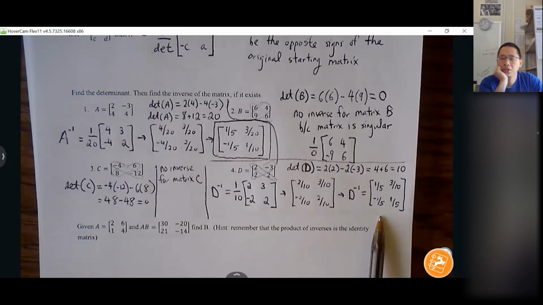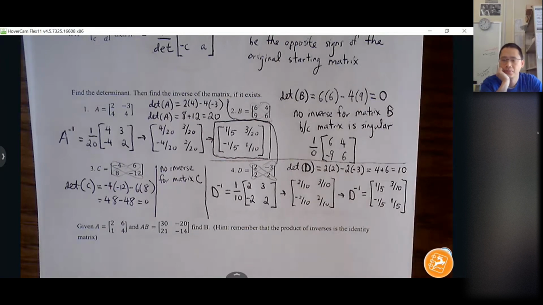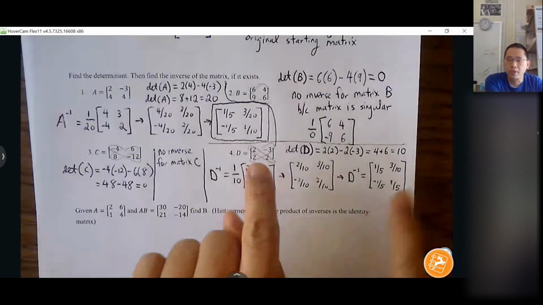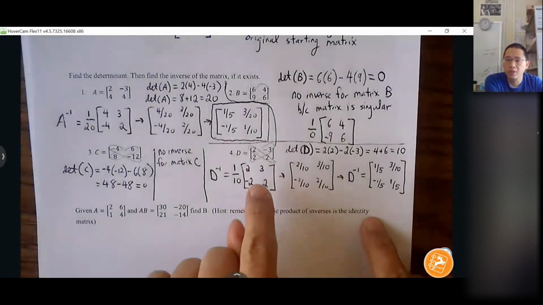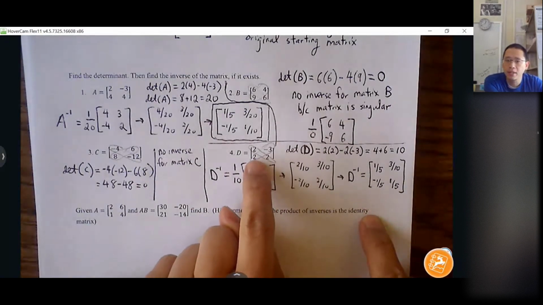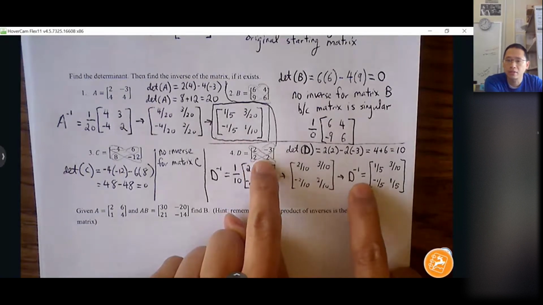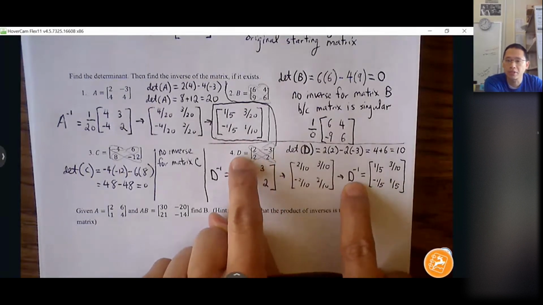Any questions with this inverse matrix here? Now, what if we were to spend the time, we're not going to do that right now, but what if we were to spend the time to multiply D and inverse D together? What would we get if we were to multiply these two matrices together?